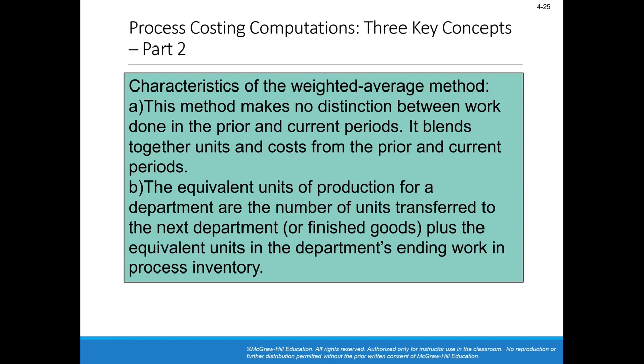And then B, we have the equivalent units of production for a department, which are the number of units transferred to the next department or the finished goods. So remember, it goes from department to department, or it goes from department to finished goods, plus the equivalent units in the department's ending work in process inventory.